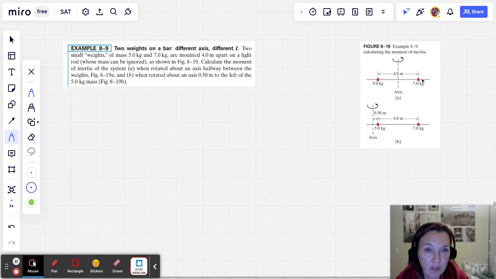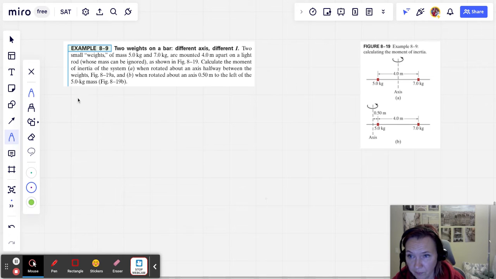They are 5 kilograms and 4 kilograms. They're 4 meters apart from each other on the diagram. And we are going to calculate the moment of inertia of this system A when the axis of rotation is right in the middle, and for system B, when the axis of rotation is half a meter to the left of the 5 kilograms mass.